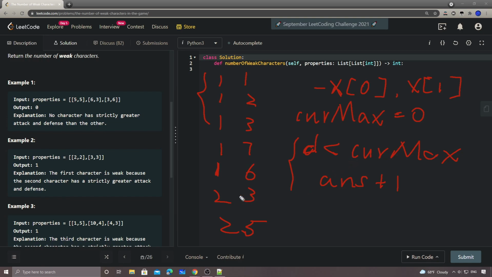Right. So for example, if we have 2 and 3, at the beginning current max is 0. And then here we have 2, 3, and the current max will become 3. And then we start processing this 2, 5. So now d is equal to 5, and 5 is greater than current max.